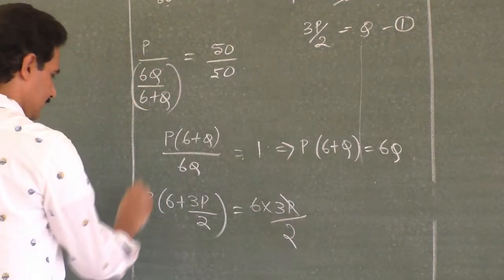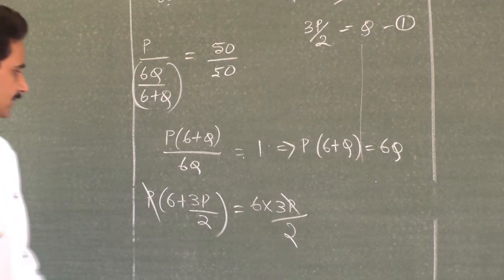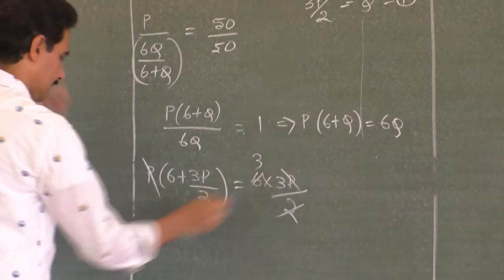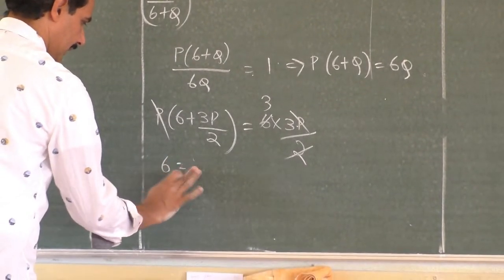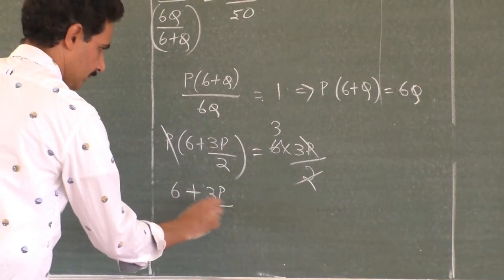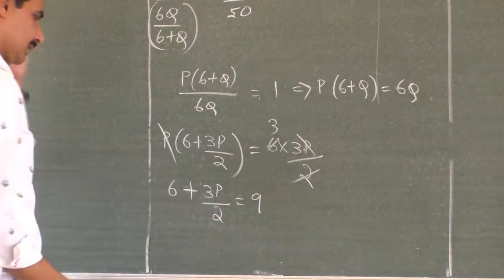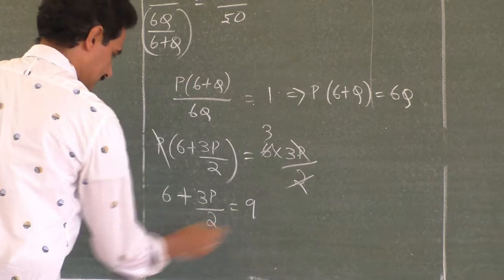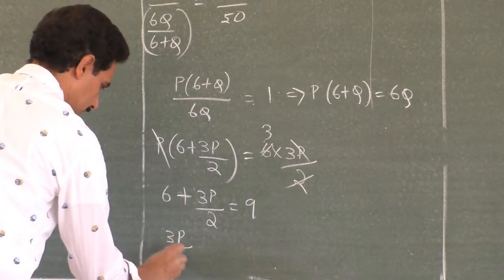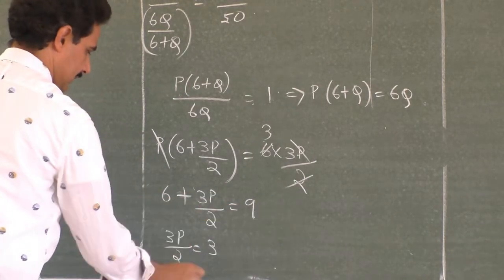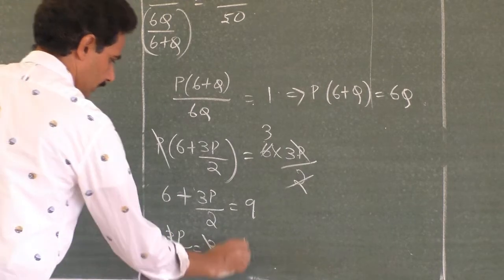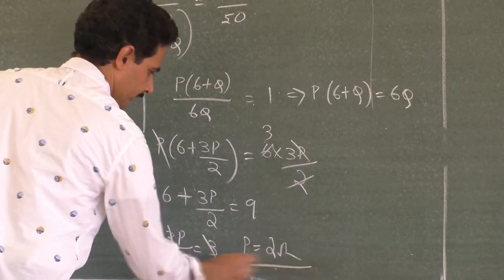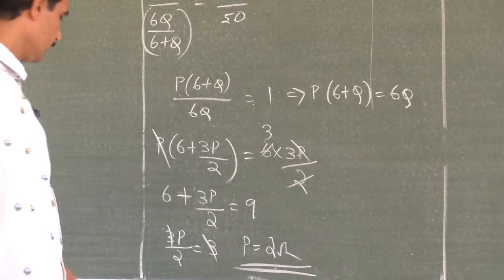P gets cancelled here. So what is remaining? This is 3 times, so this is 9. So 6 plus 3P by 2 is equal to 9. That is 9 on the right hand side. So 9 minus 6 is 3. 3P by 2 is equal to 3. 3 gets cancelled. So P is equal to 2 ohm. That is the answer.